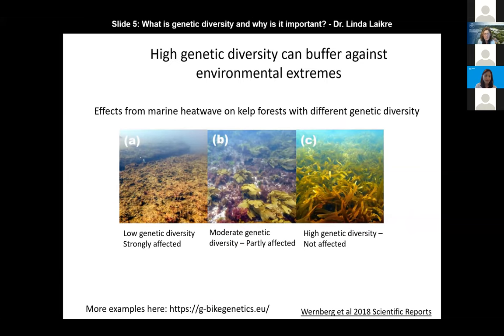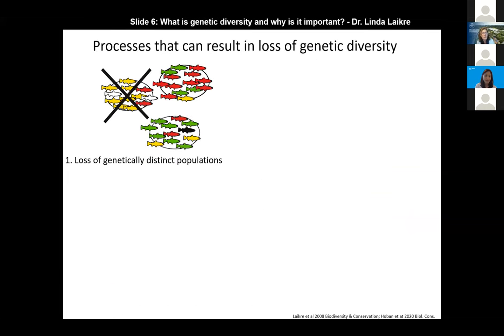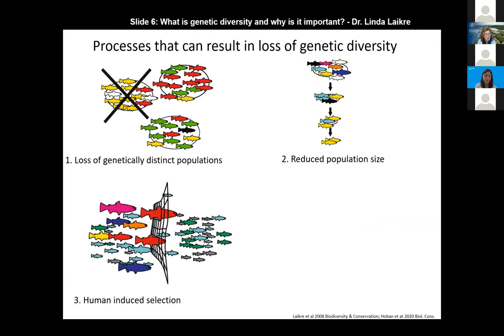And the process is then, when we lose genetic diversity, that's when we lose genetically distinct populations. So that's a reduction process. And also within a population, if we have populations going too small, they will lose their genetic diversity. Other processes can be human-induced selection. So when we harvest from natural populations, we remove individuals, we kill them for food, for instance, and if the individuals that we kill carry specific genetic compositions, this harvest will result in a depleted gene pool.